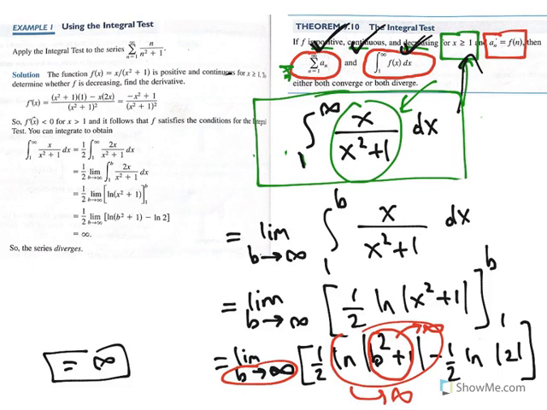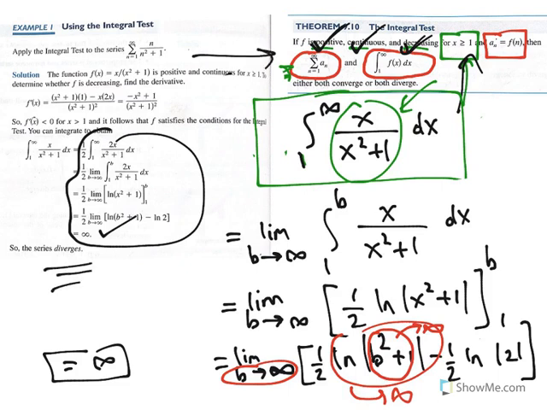If the limit exists for the improper integral, we say it converges. If the limit does not exist, we say it diverges. So we had already done this work, and that's what you see here in example 1. And because the improper integral diverges, by the integral test, the series diverges.